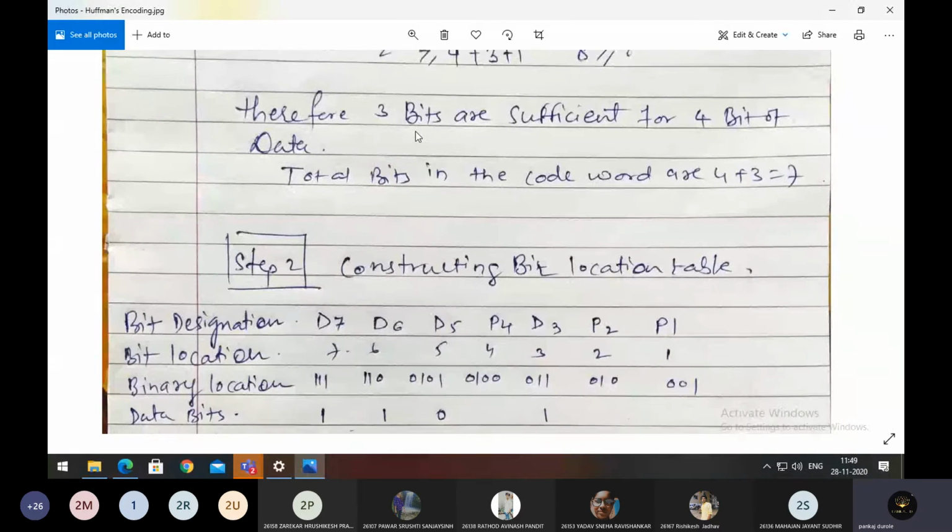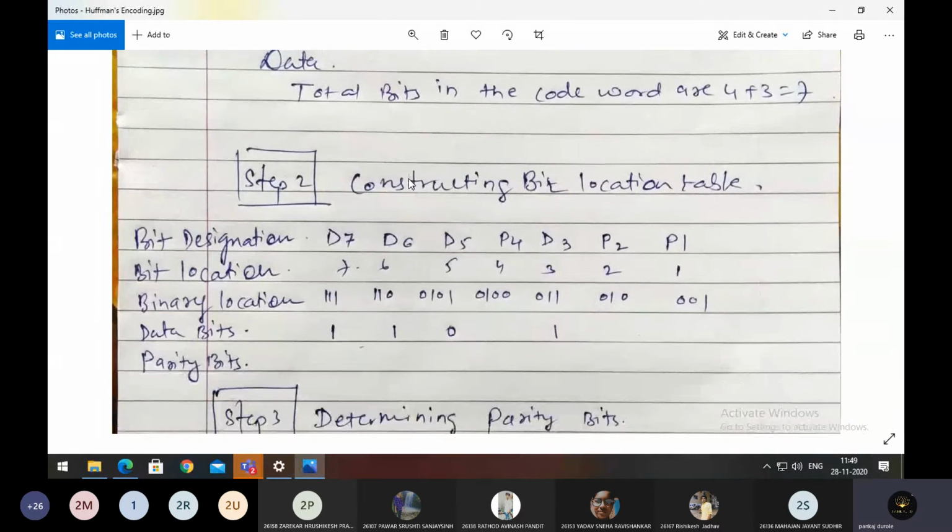Now in step 2, we will construct a bit location table. In a bit location table, these are predefined things. A bit designation we need to directly write down. We need to know this bit location table earlier. Bit location, binary location.